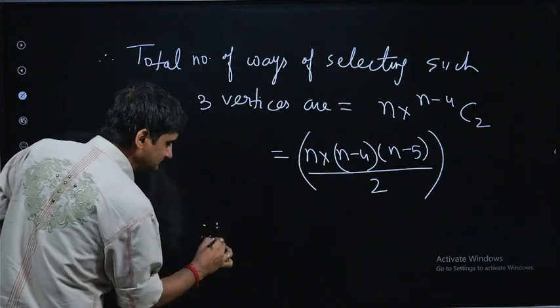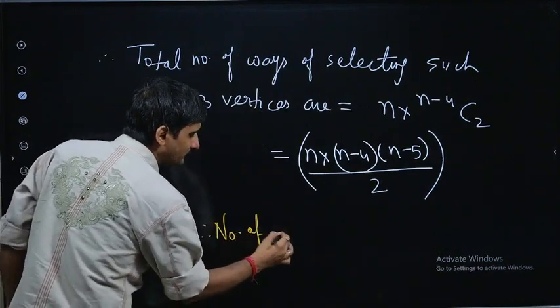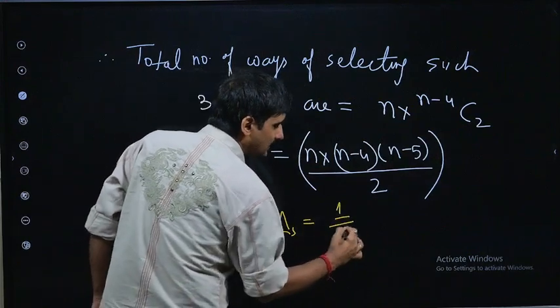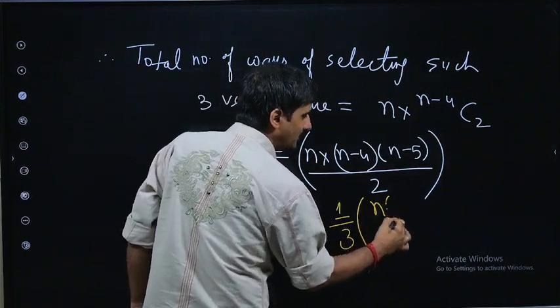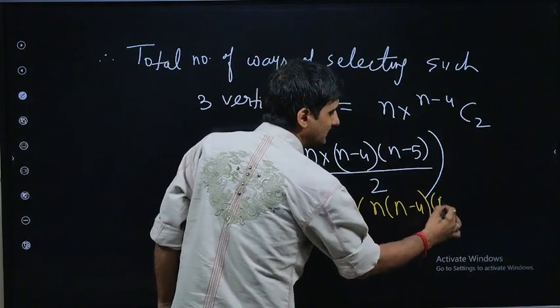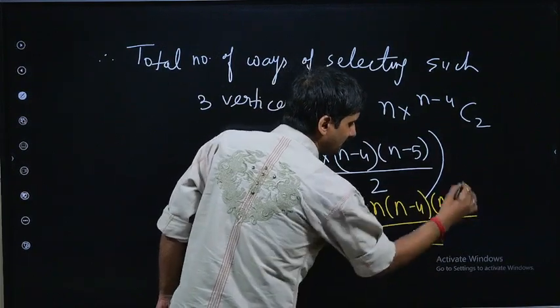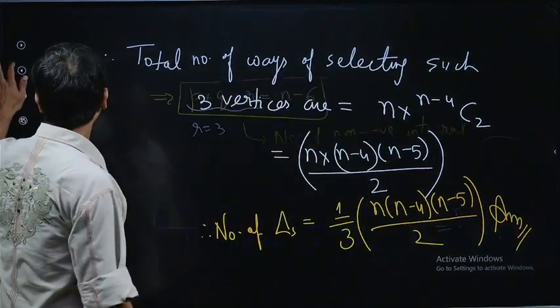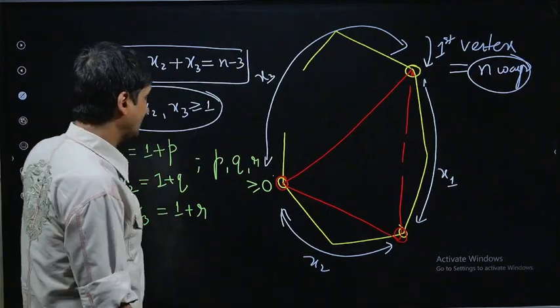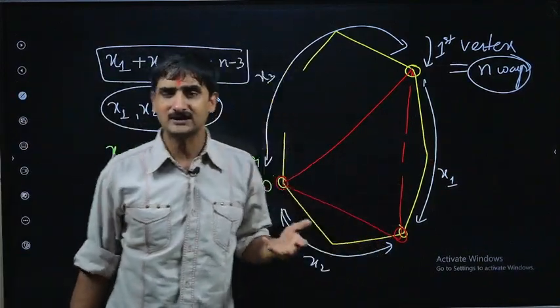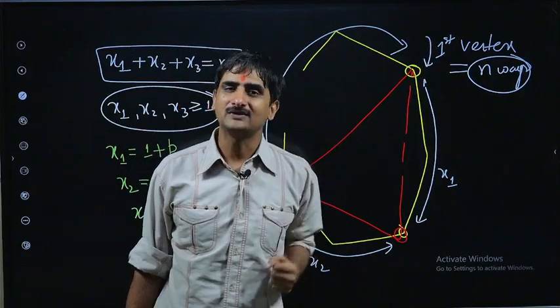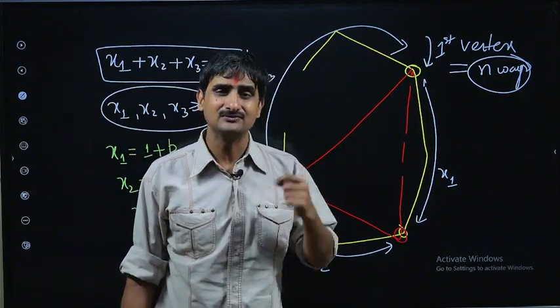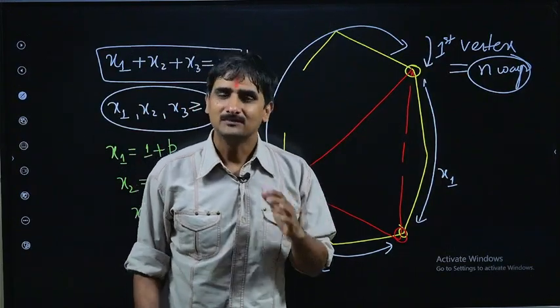Therefore, the number of triangles is 1 by 3 into n into n minus 4 into n minus 5 by 2. So that should be the number of triangles which can be formed using 3 vertices of an n-sided polygon, such that no side of the triangle is a side of the polygon.